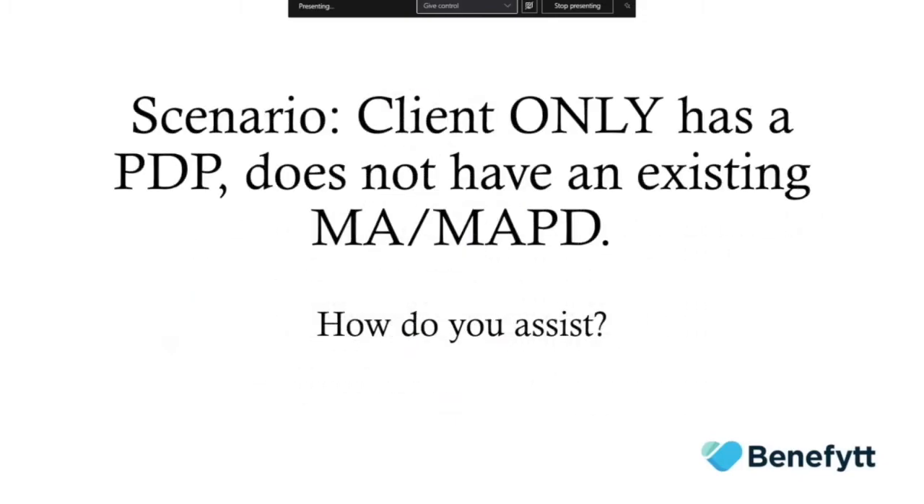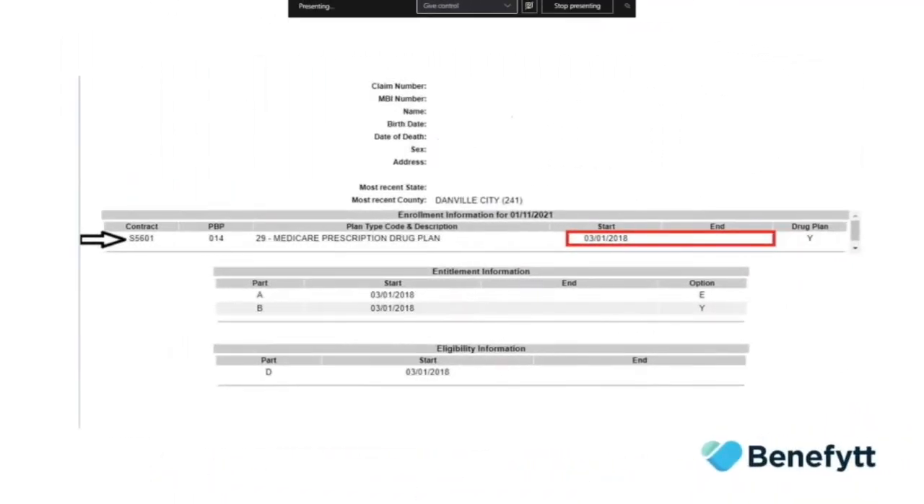For this scenario, the client only has a prescription drug plan and does not have an existing MA or MAPD plan. And you definitely want to reach out to have a MARx check pulled for you, just so you can confirm what their existing coverage is. So right here, you can see that they, in fact, only have a prescription drug plan, which started March 1st of 2018, and it's still active because there's no end date. And they did not have any prior MA or MAPD coverage before this prescription drug plan.